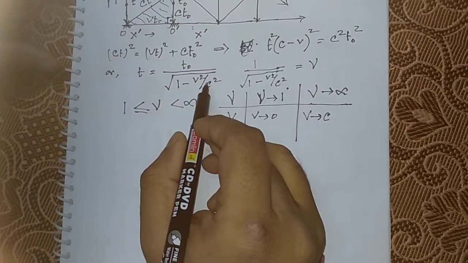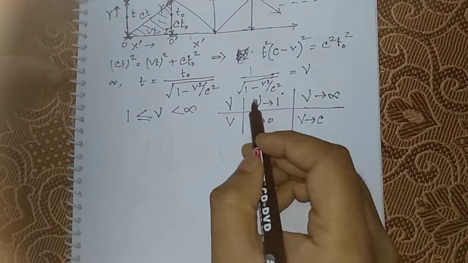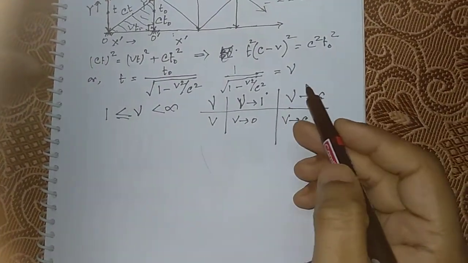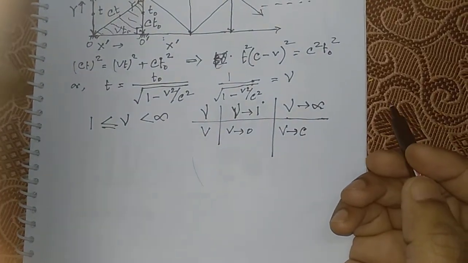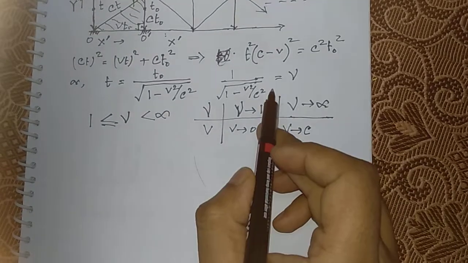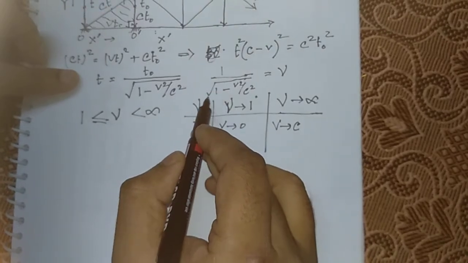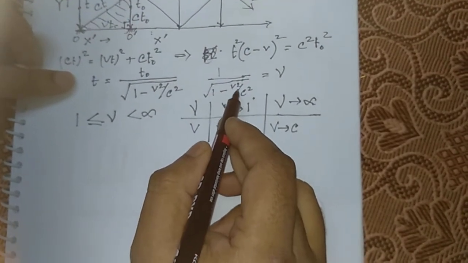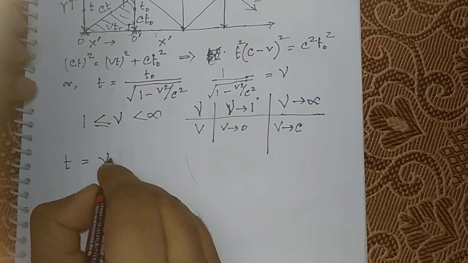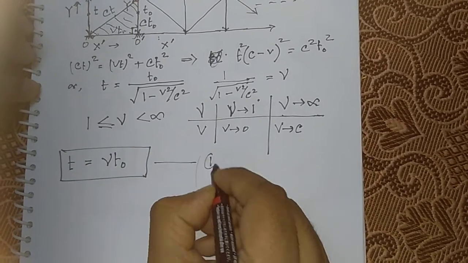In our normal life, v is very small, so this term is almost equal to 0. In normal terms, gamma equals 1, so we don't notice time dilation. But if our velocity is very close to the velocity of light, then we'll understand what time dilation is. Putting 1 over the square root of 1 minus v squared upon c squared equal to gamma, we get t equals gamma t0. This is known as time dilation.